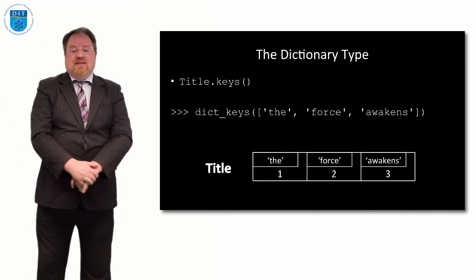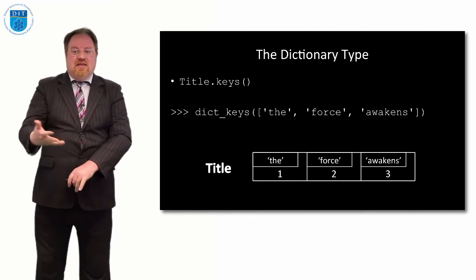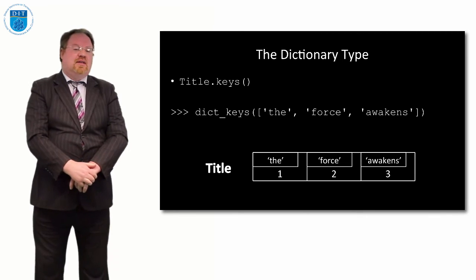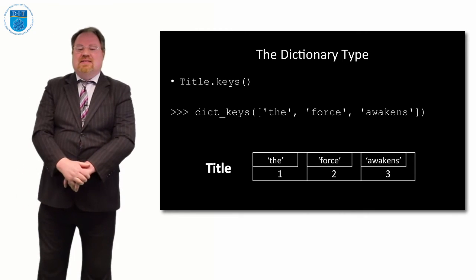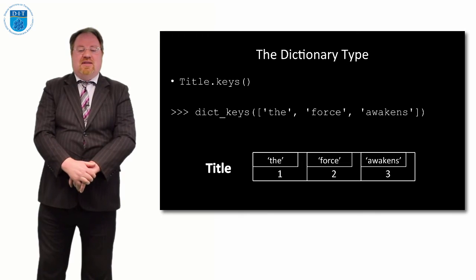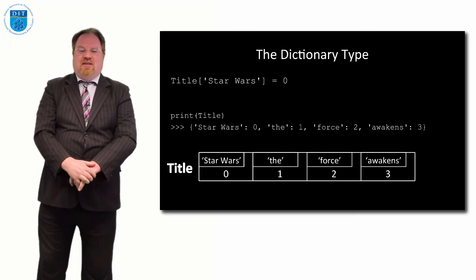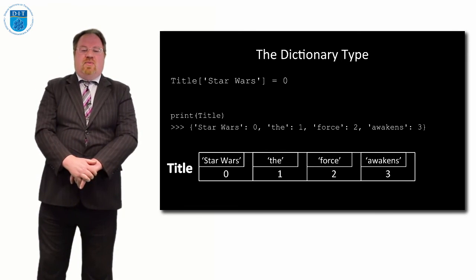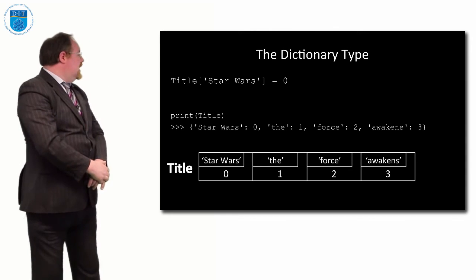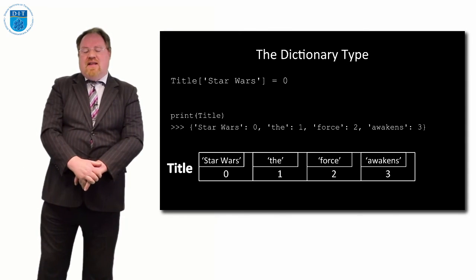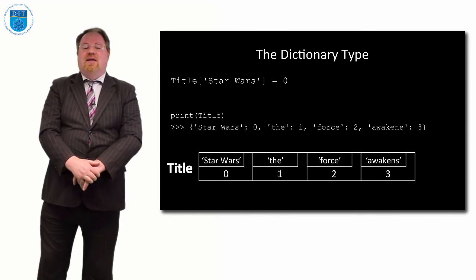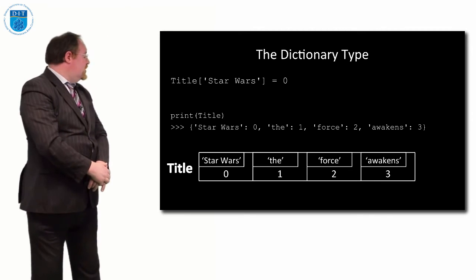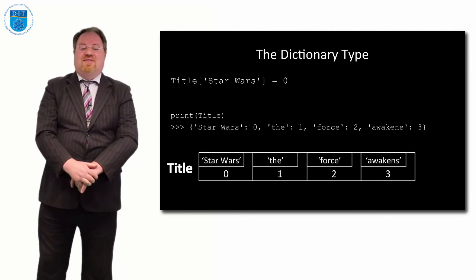And then if I ask it, tell me what the keys are, or the indexes are, by saying title.keys, it says the index names are the, force, awakens. They're not the values now, they're how you index the values. And if I want to add in a new value, I could add in a new value "Star Wars" in quotes and put a value for Star Wars of 0. Now as it happens, it's going to put the words Star Wars at the start. So then we have Star Wars, the, force, awakens, 0, 1, 2, 3.